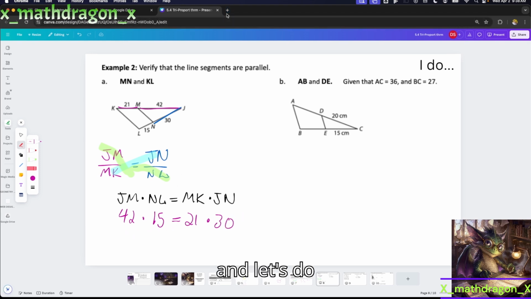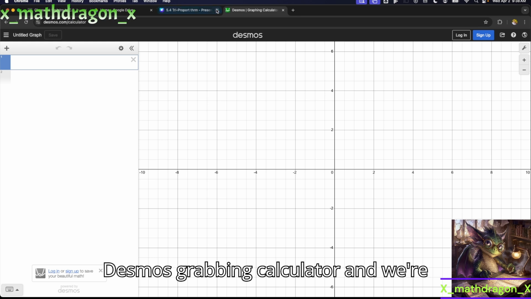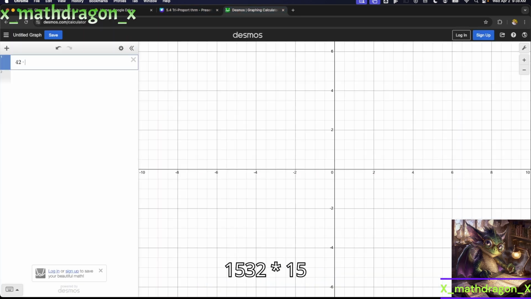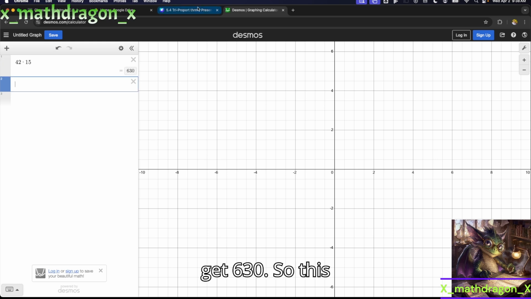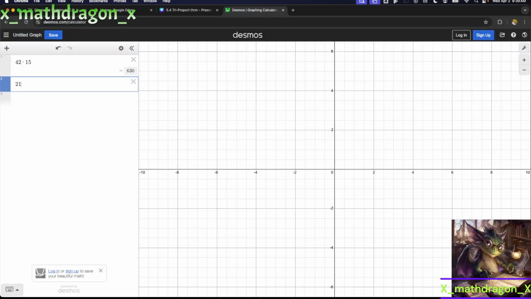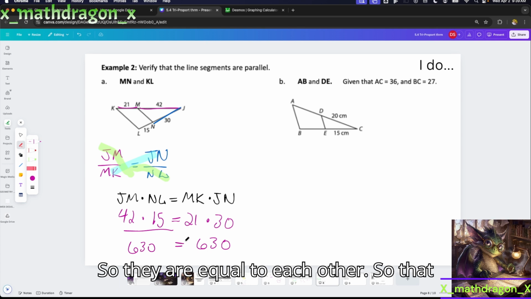And let's do Desmos, grabbing calculator, and we're going to do 42 times 15. 42 times 15 gets 630. So this right here is 630. And is it equal to 21 times 30? 21 times 30, 630. So they are equal to each other.